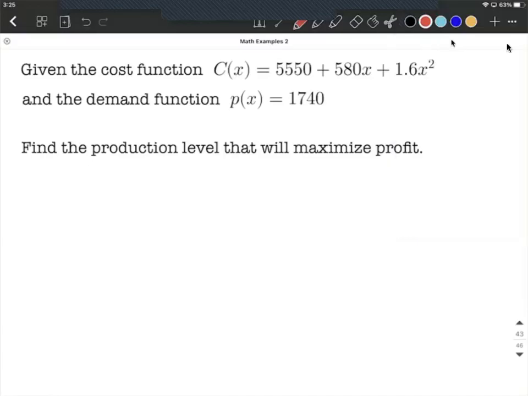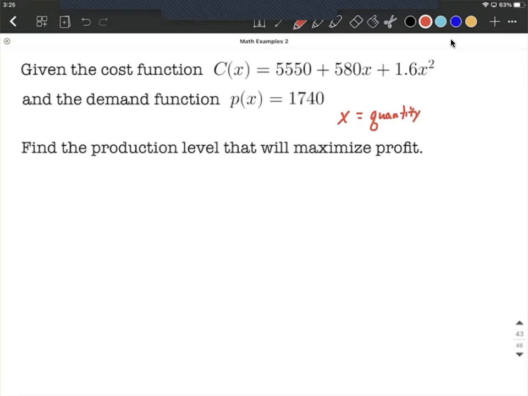For this problem, we're given a cost function and a demand function. Now, the demand function always connects together a quantity and a price. So being that this is given to us as P of X, that's going to indicate that X represents a quantity, however many are being produced or sold.